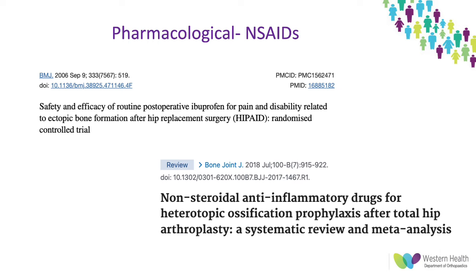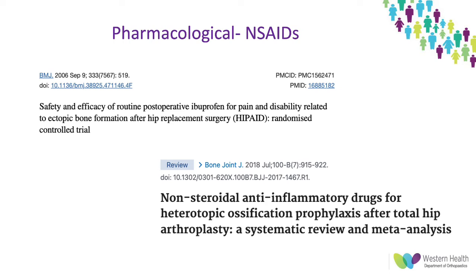The HIP-AID study found a significant decrease in the risk of developing HO of any grade, and of developing Brooker grade 3 and 4, in those receiving ibuprofen. However, this did not translate into any meaningful change in clinical outcome, as there was no difference in pain in the hip or physical function between the two. Furthermore, there was an increased risk of developing major bleeding complications in the ibuprofen group.